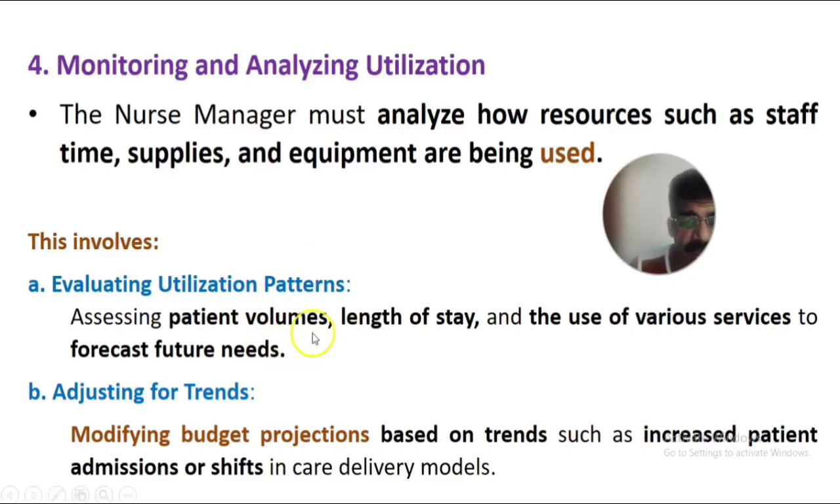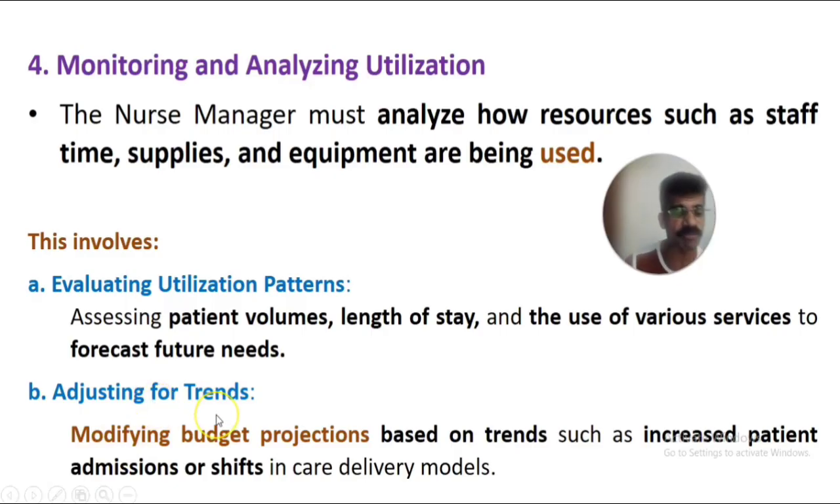So assessing the patient volumes, the number of patients and type of patient, category 1, 2, 3, like that. Then the length of stay of the patient, how many days. Then the use of various services needed or required for the patients, all to forecast or foresee the future needs. So the budget will be based on the utilization pattern of the staff in the hospital. That has to be periodically monitored, checked and evaluated by the nurse manager.